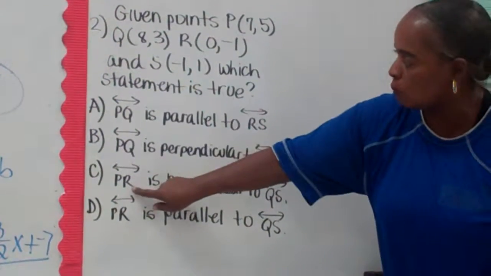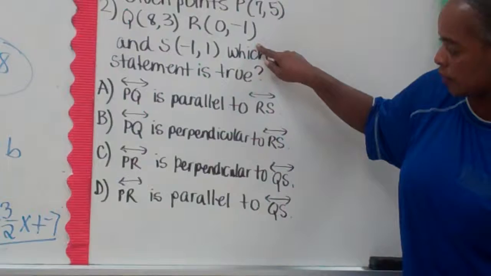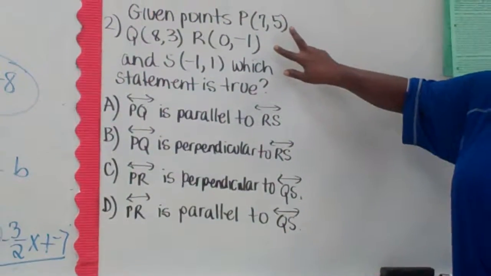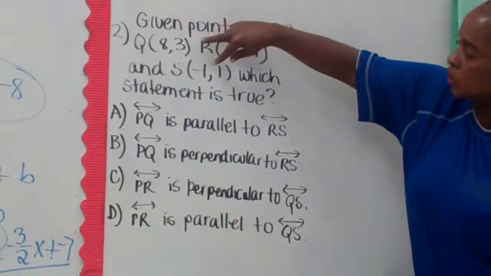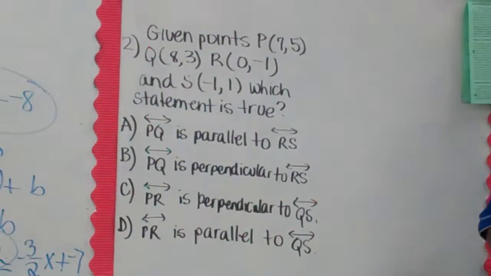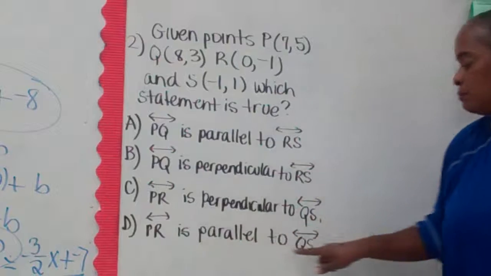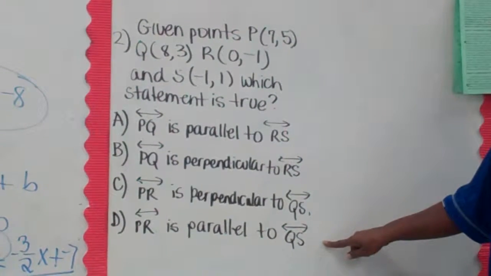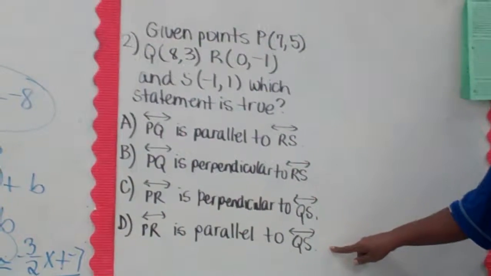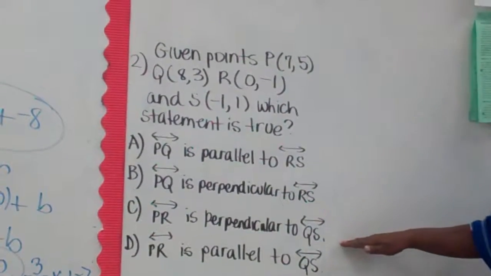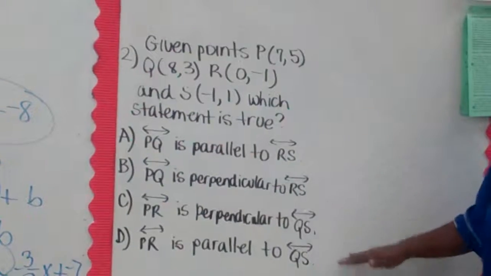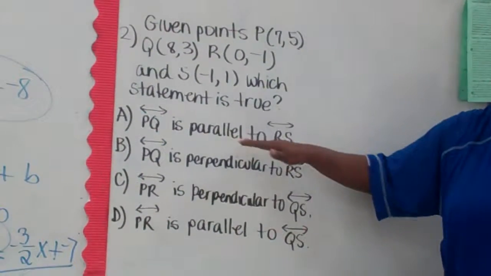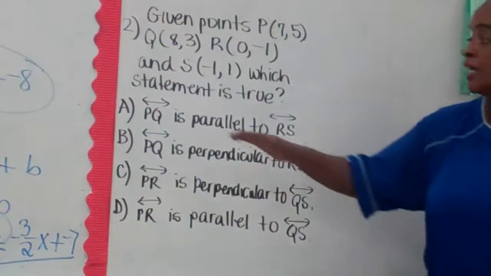So you're going to find the slope of P and R. You're going to find the slope of Q and S. Then you're going to compare the slope of PR with the slope of QS. Now, if those slopes are the same, parallel is the correct answer. If those slopes are negative reciprocals, their signs are different and they're flipped, then this is the correct answer. So this is a good problem because it definitely checks whether you understand parallel, perpendicular, and whether you can find slope.